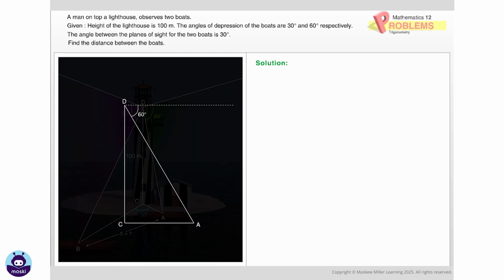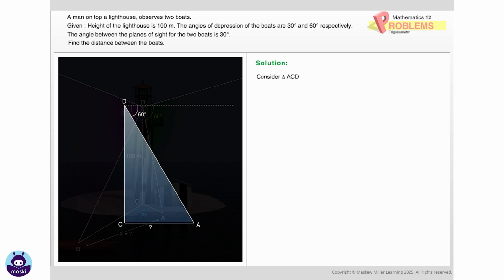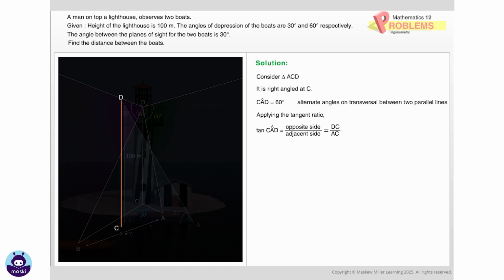First, let us find the distance of boat A from the bottom of the lighthouse. Consider triangle ACD. It is right-angled at C. Angle CAD is equal to the angle of depression of A from D, alternate angles on transversal between two parallel lines. We can apply the tangent ratio to determine AC. Tan angle CAD equals opposite side over adjacent side equals DC over AC.